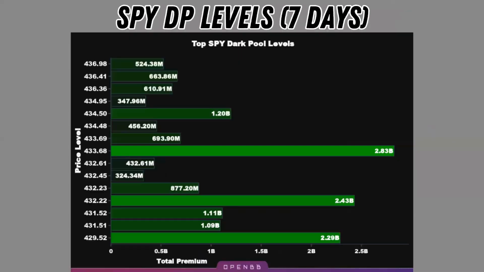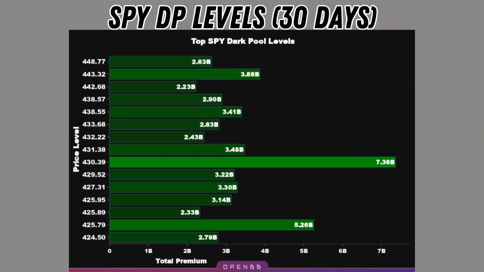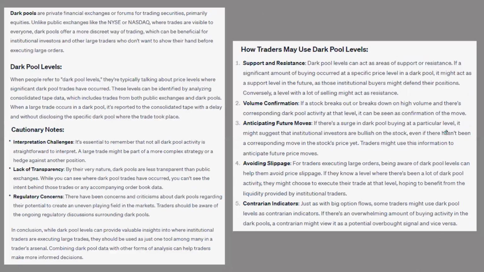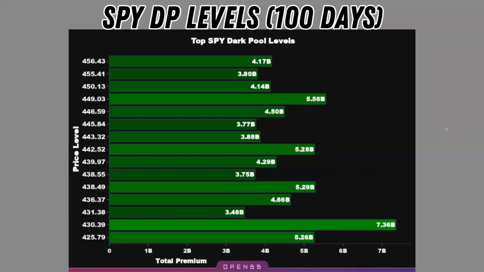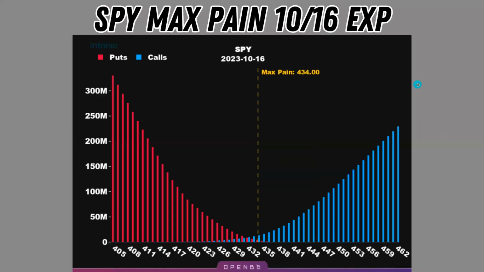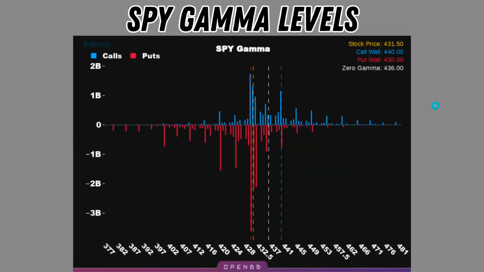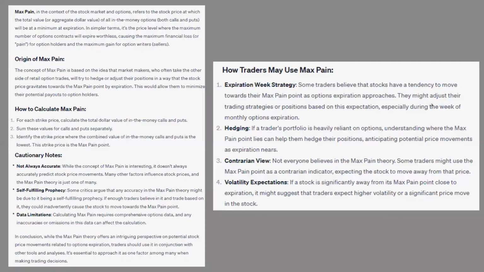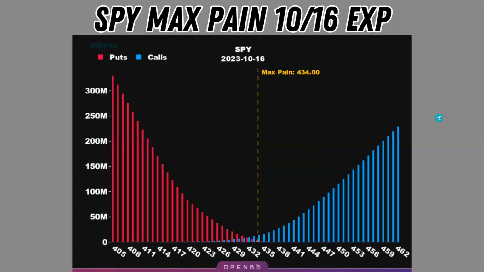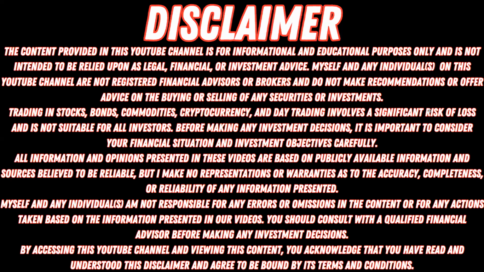Okay, and then we'll also be going over the dark pool levels, the significant dark pool levels, break down what those are, explain to you guys what those are over the past 7, 30, and 100 days in the market. We'll also identify the max pain levels, okay, and explain what max pain is, and then go over the gamma levels here as well too, and explain what gamma levels are for you guys. So that way, y'all have a good idea and can be properly prepared for the upcoming week of trading.